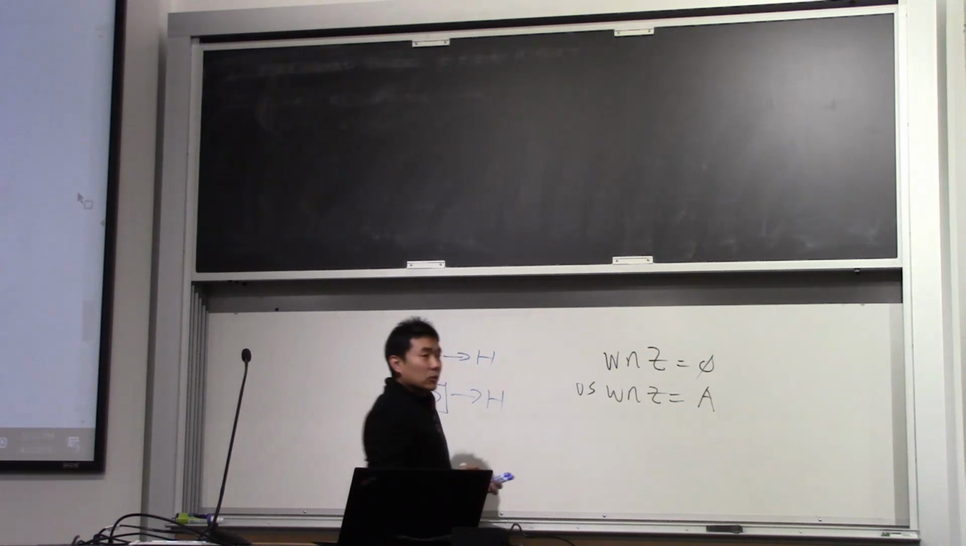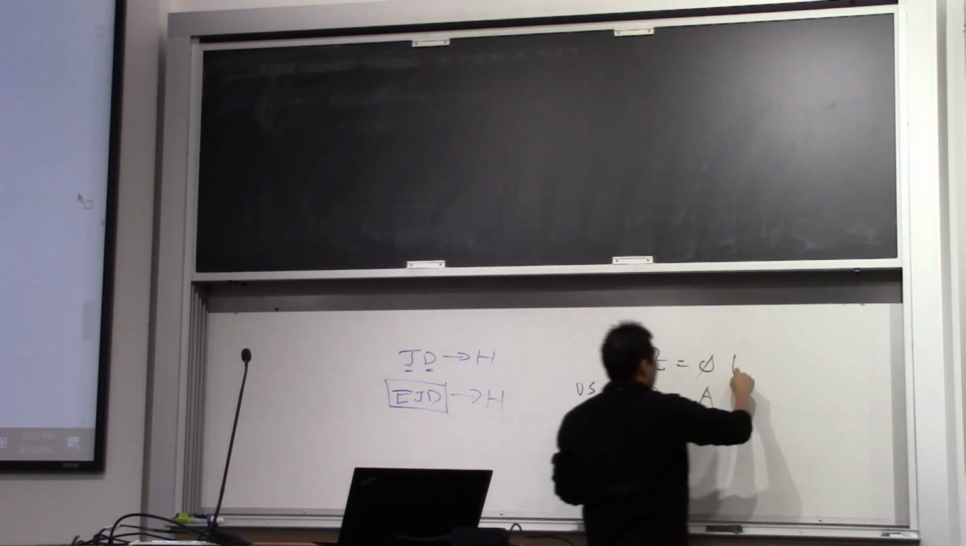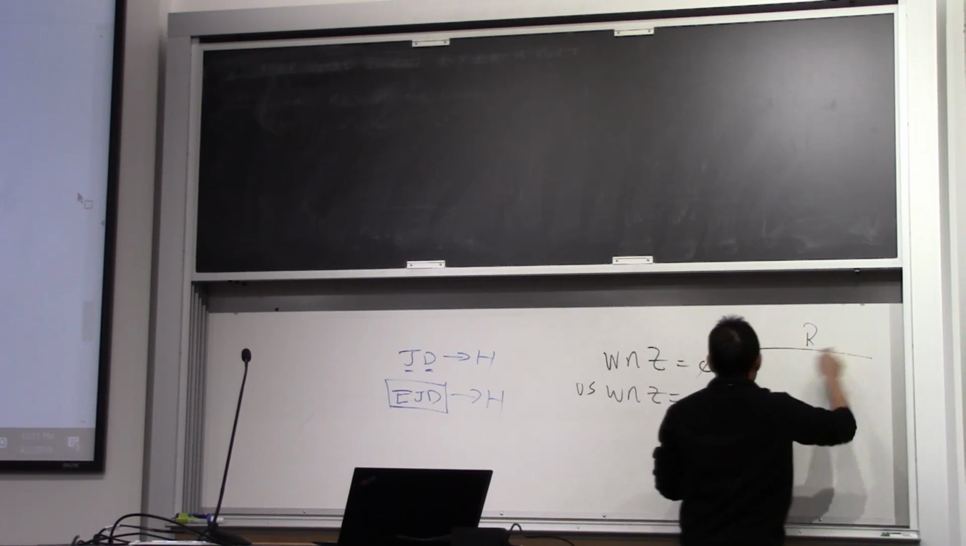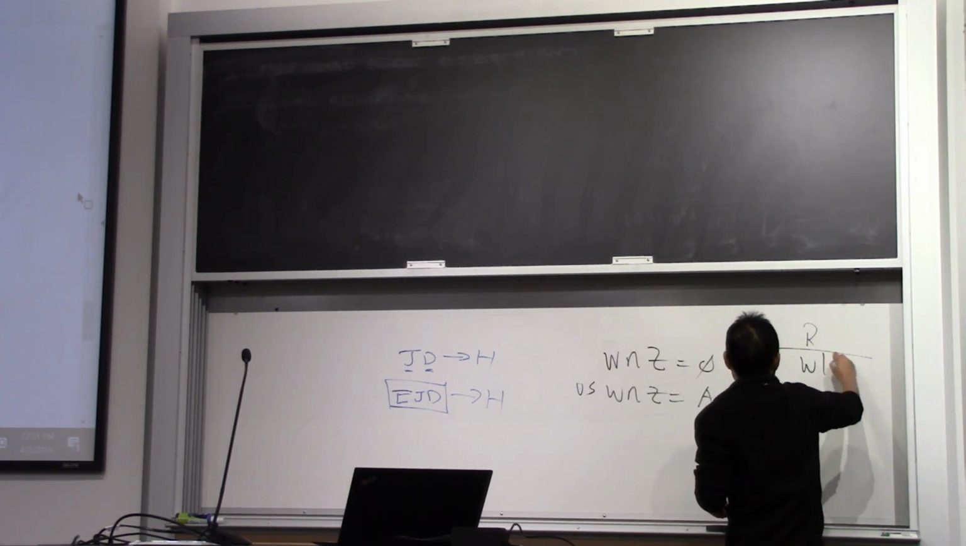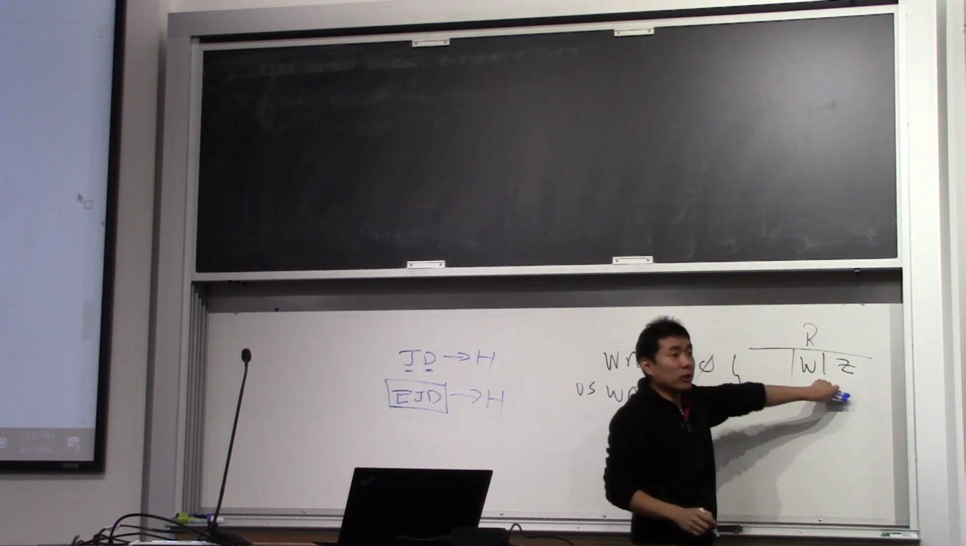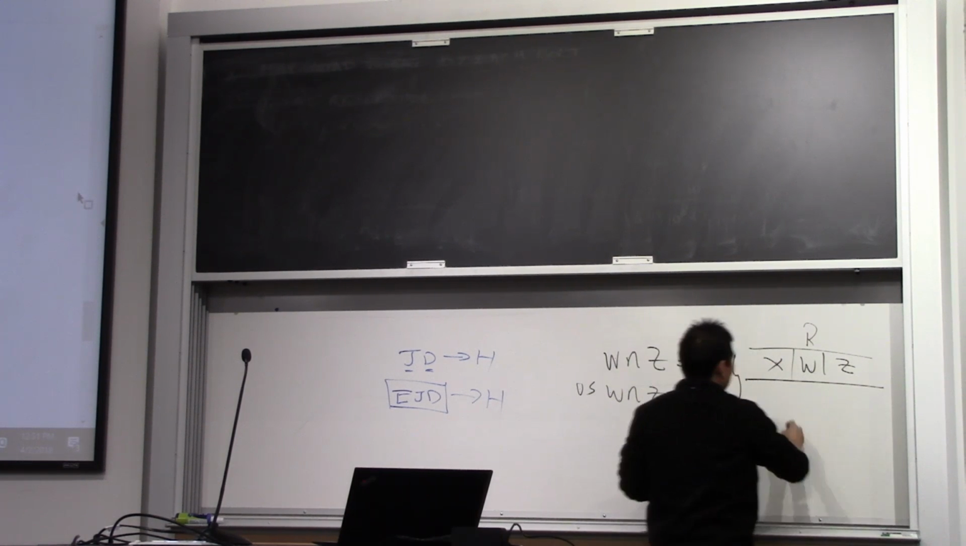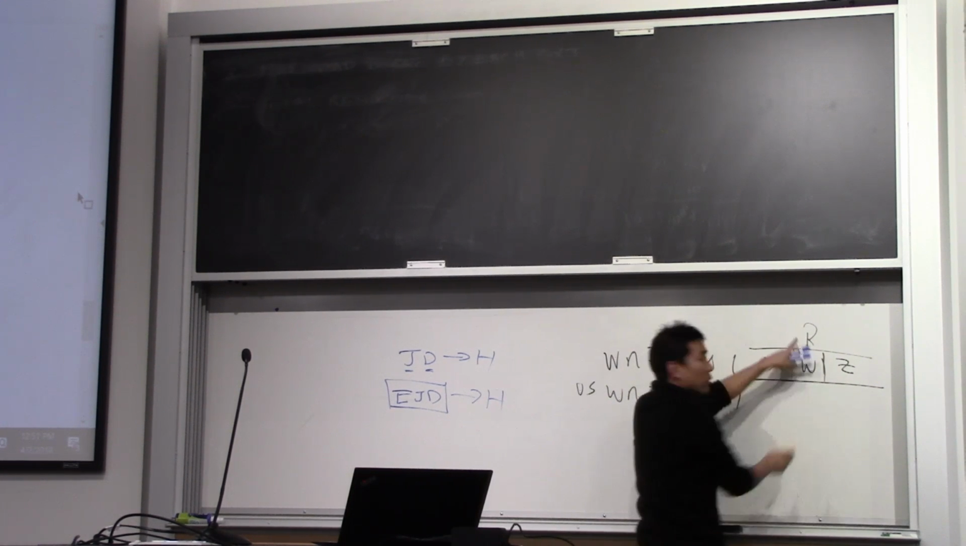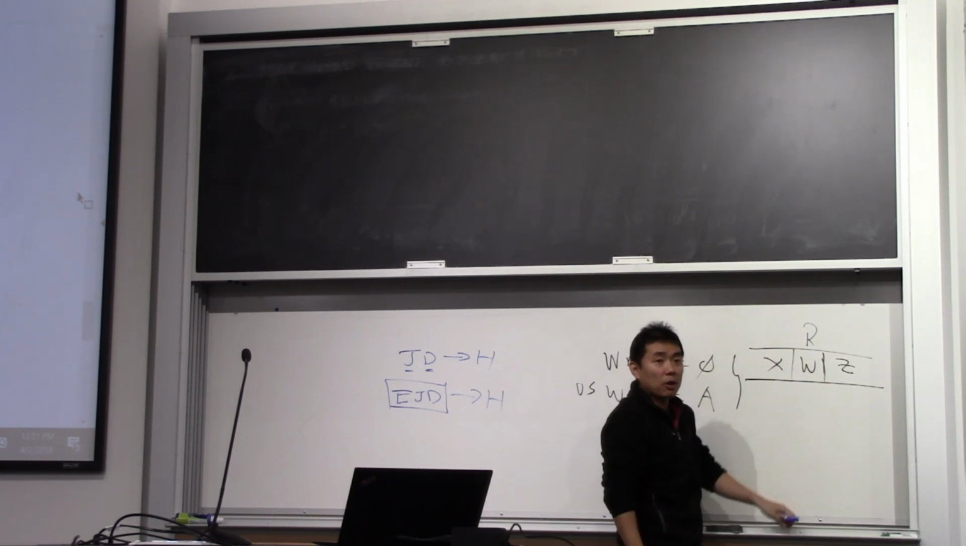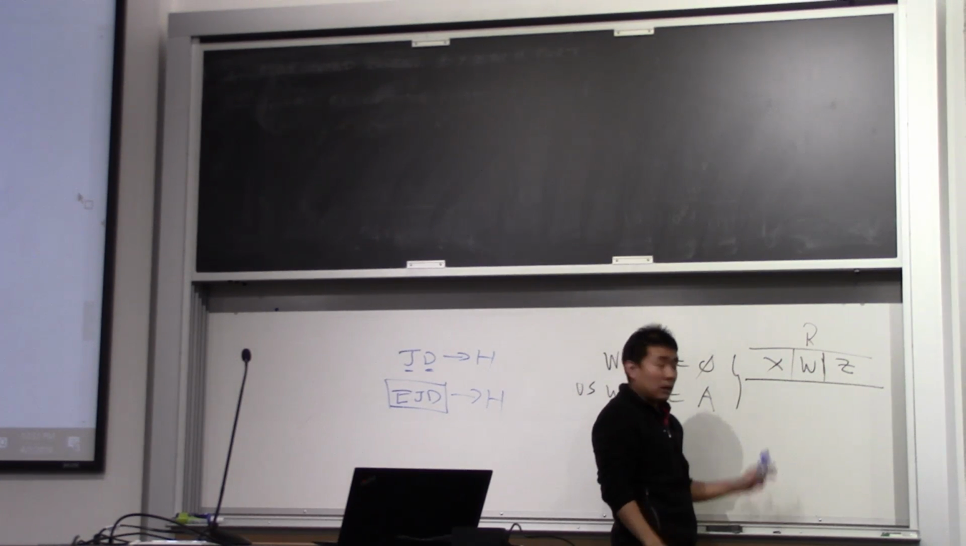The difference between the two is the view for your schema R will be different. In the first case, because they're disjoint, you can view the schema of R as something else. Whereas in the second case, you can no longer have this view of your schema because W and Z share some common attributes, right? Which is that A.